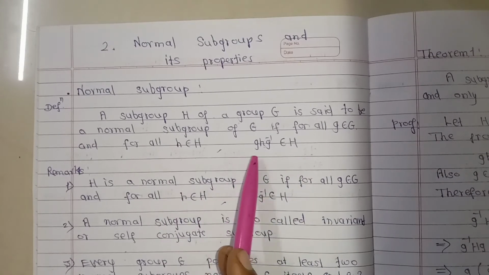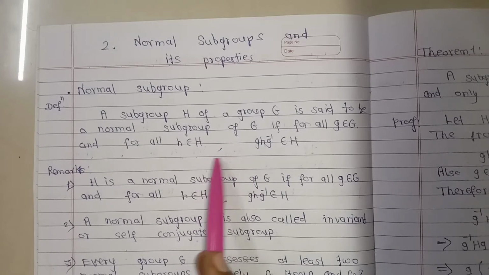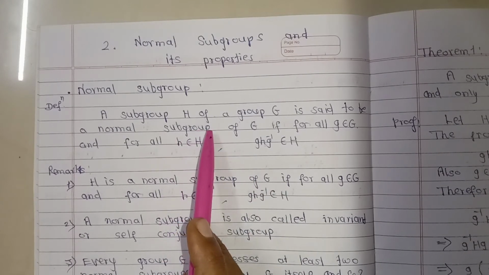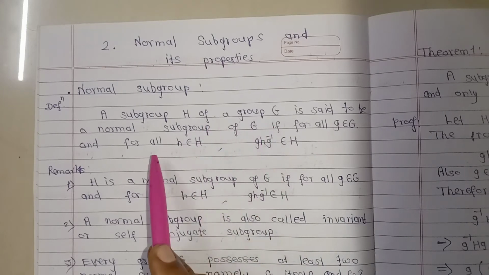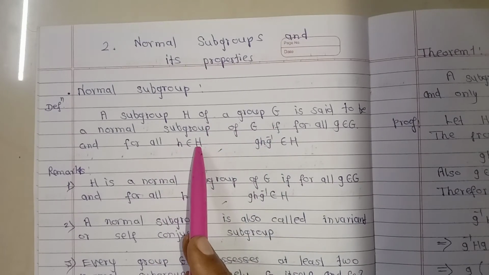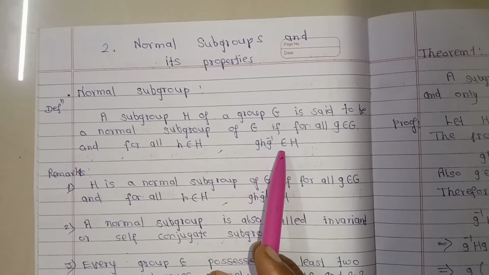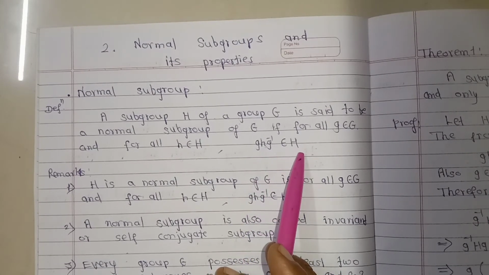For an objective question, one can ask: a subgroup H of a group G is said to be normal if dash dash. It is g h g inverse belongs to H.